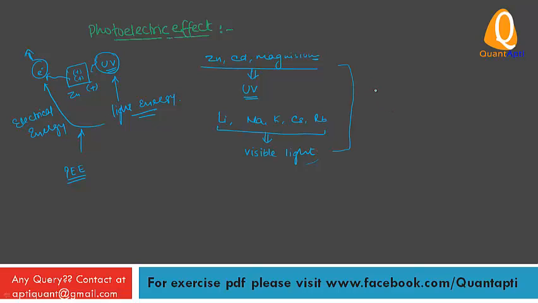Now, ultraviolet light gives rise to the photoelectric effect in copper, while green or red light does not. Like if I am talking about copper, then ultraviolet light gives rise to the photoelectric effect in copper, while green or red does not. Similarly, visible light does not show the photoelectric effect for copper, because copper needs high frequency rays, that is ultraviolet. Okay.